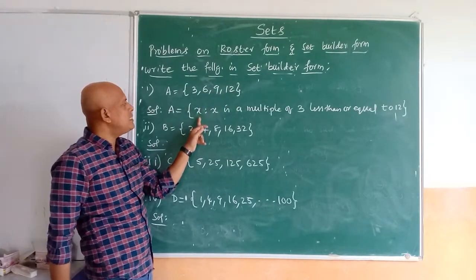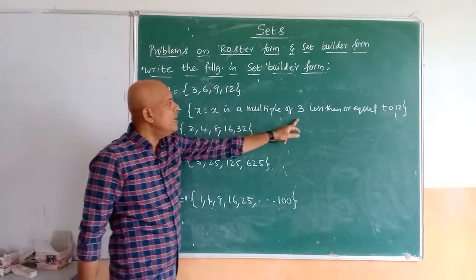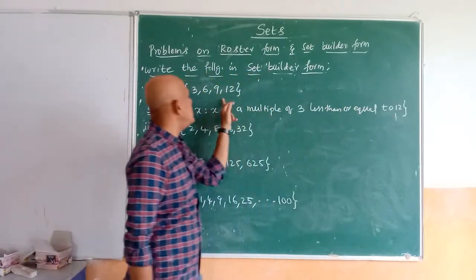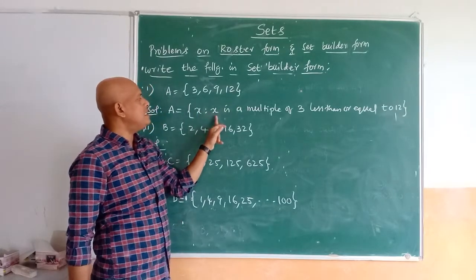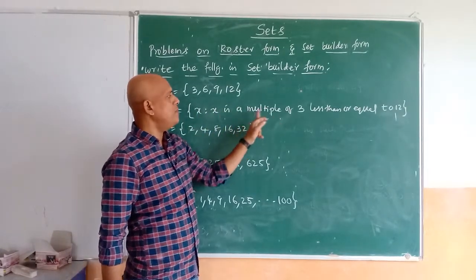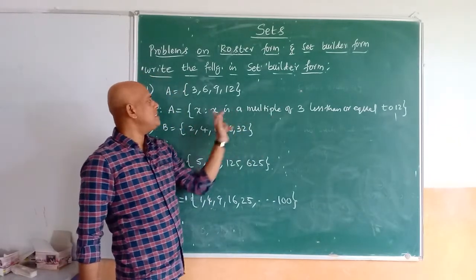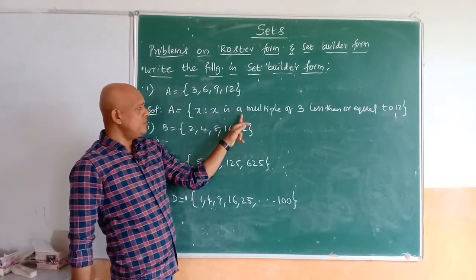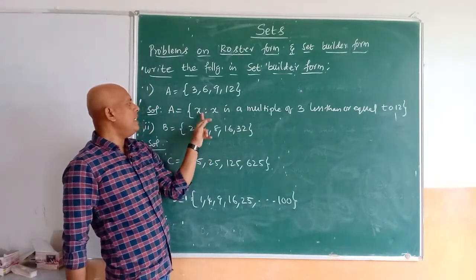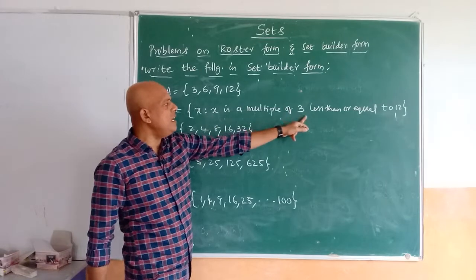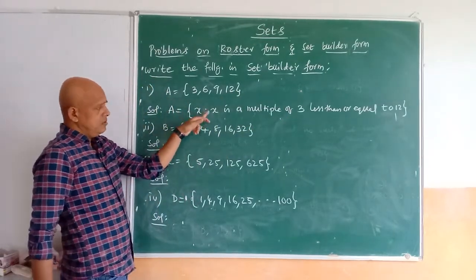That's why x such that x is a multiple of 3 less than or equal to 12, because up to 12 elements. Or you can say x such that x is the first 4 multiples of 3. Or you can write it in this way: x such that x is a multiple of 3 less than or equal to 12. So this is in the set builder form.